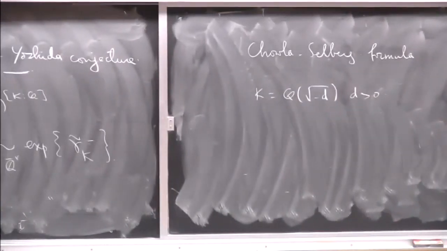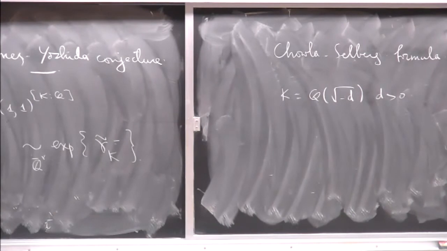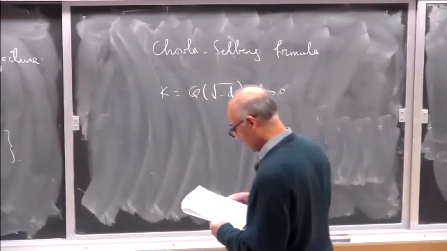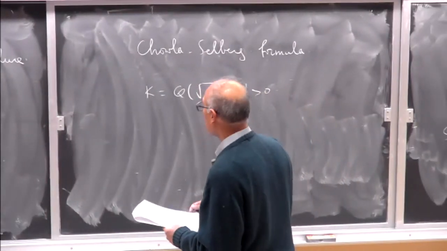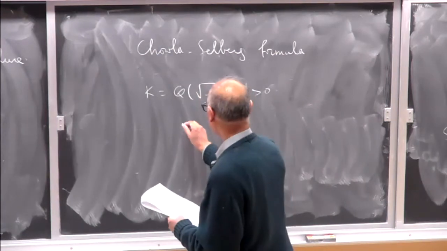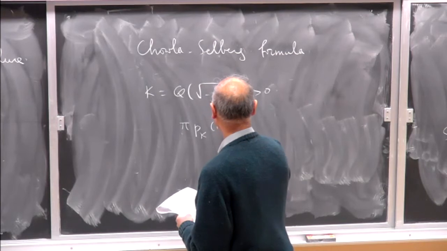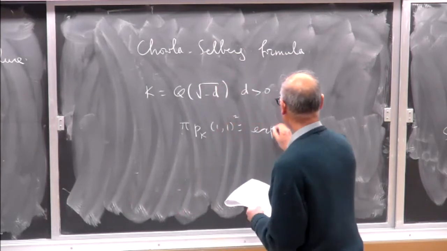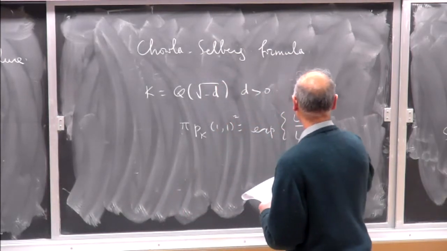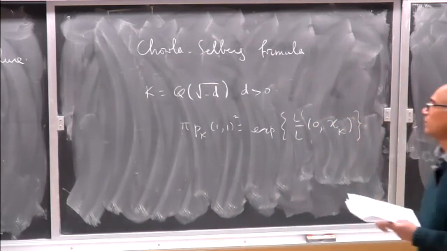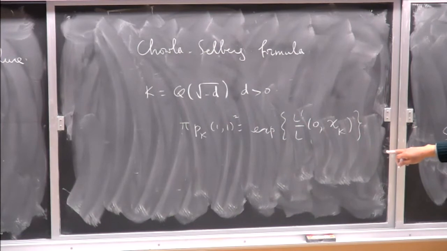Okay. What does Chowla-Selberg say? Chowla-Selberg says this is true in the case of an imaginary quadratic field. And the way it works here is like this: the conjecture, you see the gamma k minus, this conjecture can be written like this: P_K 1,1 squared is exponential of L prime over L at 0 of the character corresponding to this field. That's what the conjecture says in the case of an imaginary quadratic field.